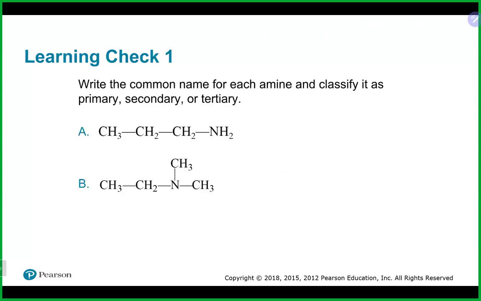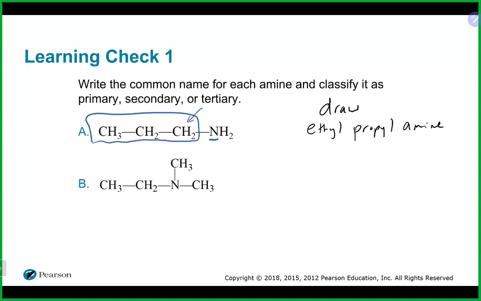All right. Why don't you write the common name for each of these and classify them? Why don't you also draw ethyl propylamine. Start with the first one here. So this is a nitrogen, and this is the carbon group that's attached. I see just 1 carbon attached to the nitrogen, so definitely this should be a primary amine. And we'll go with our common name here. That's a 3 carbon group, which is based off of propane. So that will be propylamine.